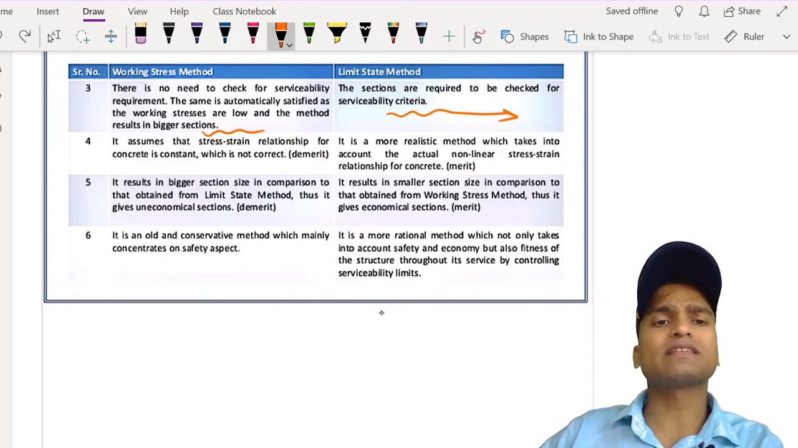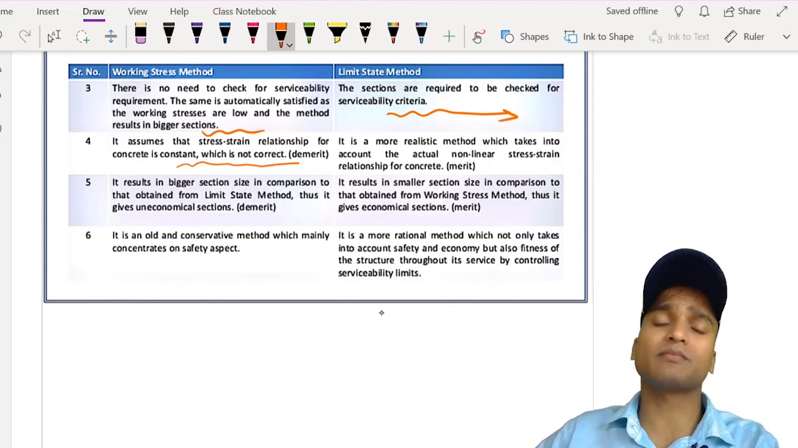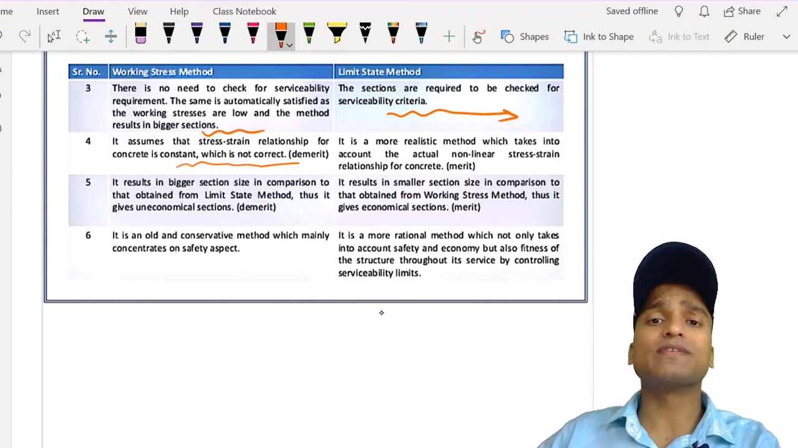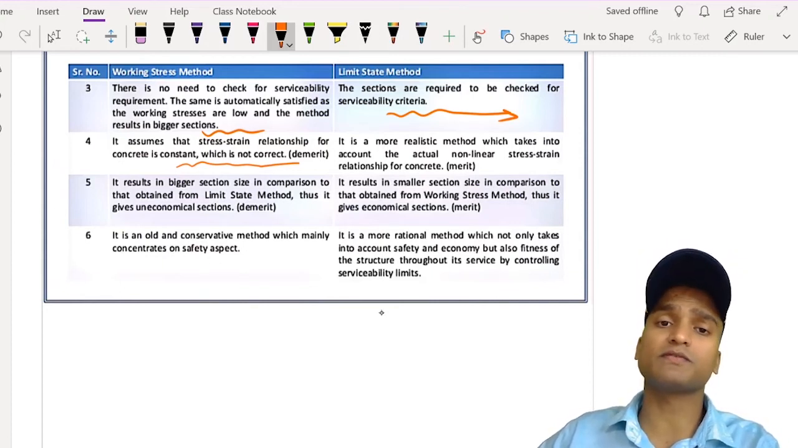So the next point says that the stress strain relationship for concrete is constant, which is not correct. Yeah, this is true. Whereas in the limit state method, it is a more realistic method, which takes into account the actual non-linear stress-strain relationship for concrete.